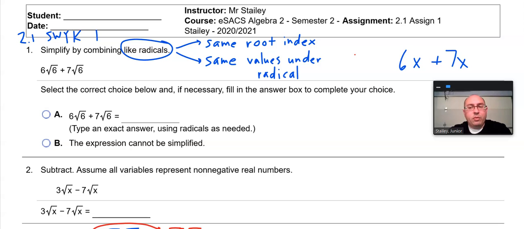Okay, we're back for week 2, week 1, of this lesson 2.1. Simplifying and combining like radicals is our first topic.